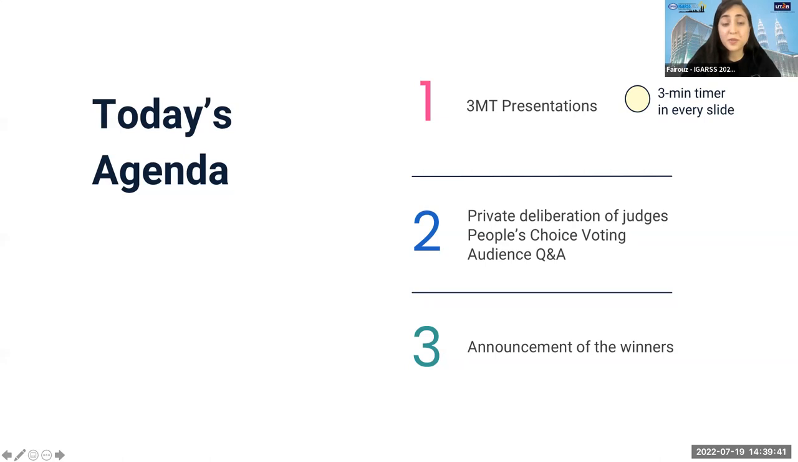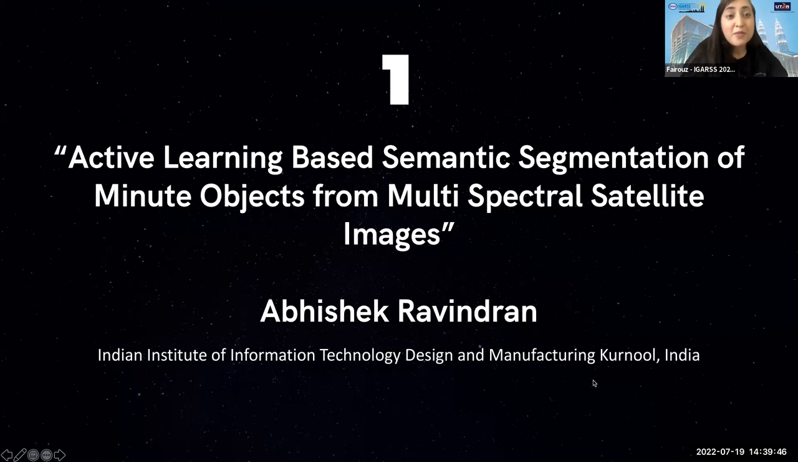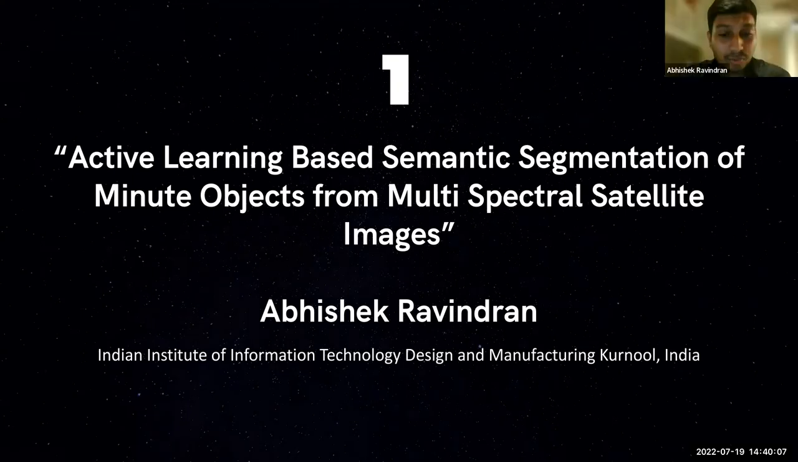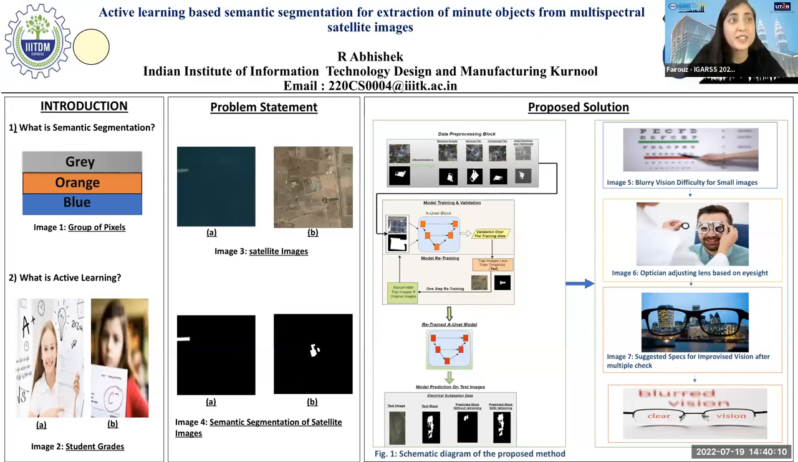Now that you know all the rules, we can start. Our first finalist is Abhishek Ravindran from the Indian Institute of Information Technology, Design and Manufacturing, Kurnool, India. His talk is about active learning-based semantic segmentation of minute objects from multispectral satellite images. Hi, Abhishek. Hello, am I audible? Yeah, you can start whenever you want.